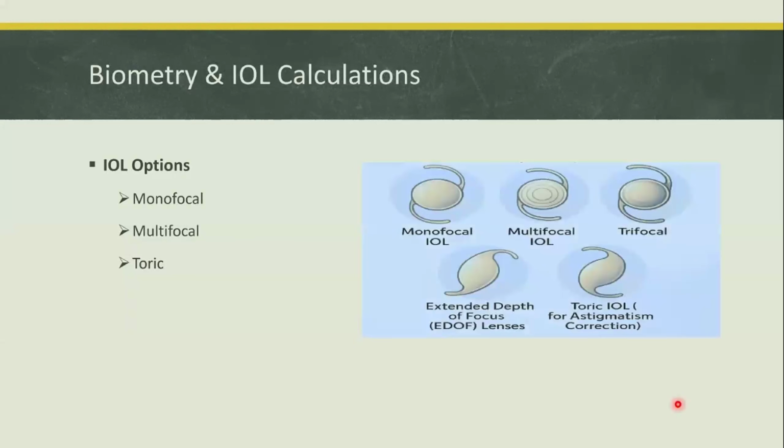If you see the image, there are monofocal IOL, multifocal IOL, trifocal, and extended depth of focus lenses. These lenses will give correction up to near 60 centimeters. So for near at 40 centimeters, they will be able to read N8. For N6 visual acuity, they might need to use spectacles. So there will be less dependency on spectacles for near, and the toric IOL is for astigmatism correction.